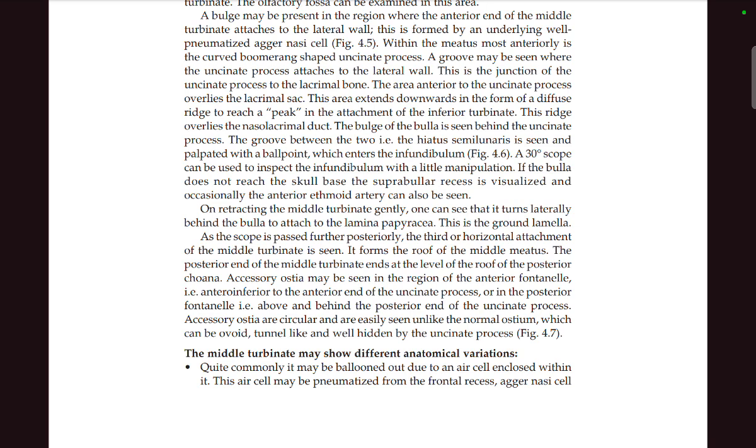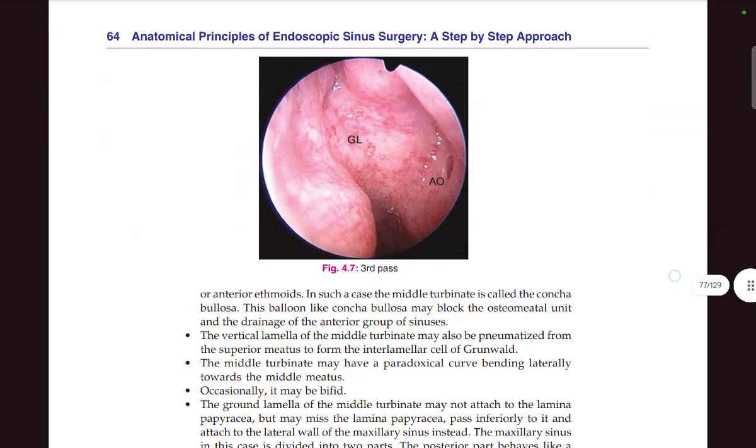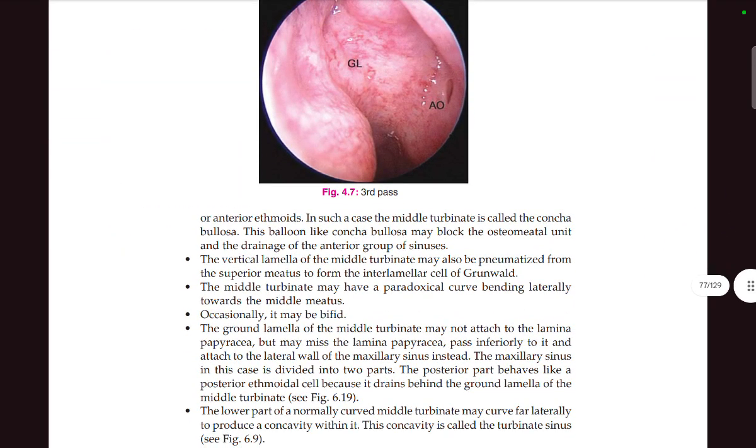The middle turbinate may show different anatomical variations. Quite commonly, it may be ballooned out due to an air cell enclosed within it. This air cell may be pneumatized from the frontal recess agger nasi cell or the anterior ethmoids. In such a case, the middle turbinate is called the concha bullosa. This balloon-like concha bullosa may block the osteomeatal unit and the drainage of the anterior group of sinuses.